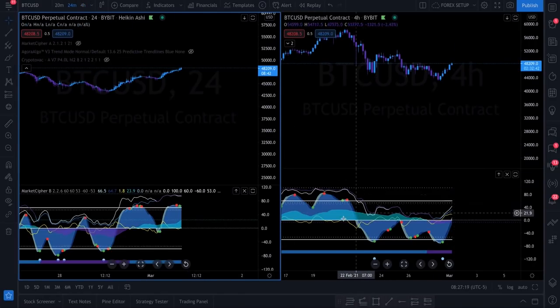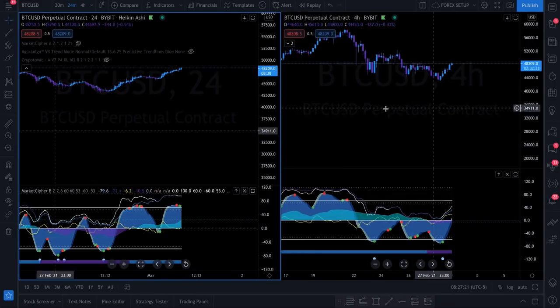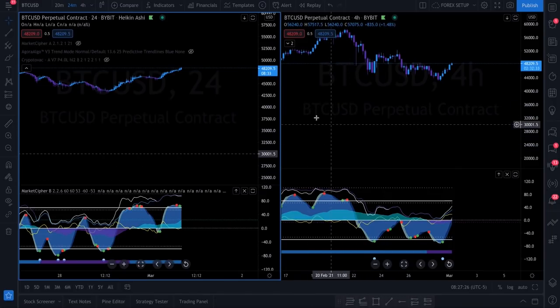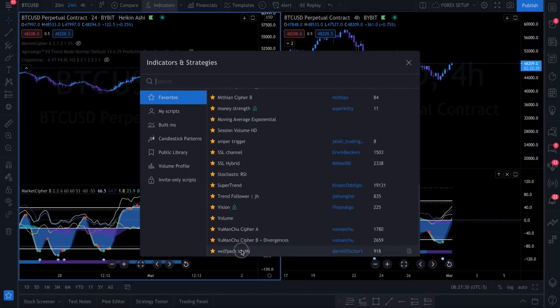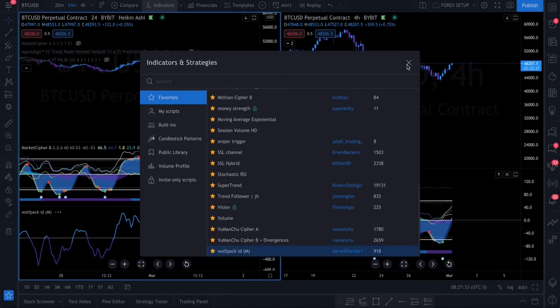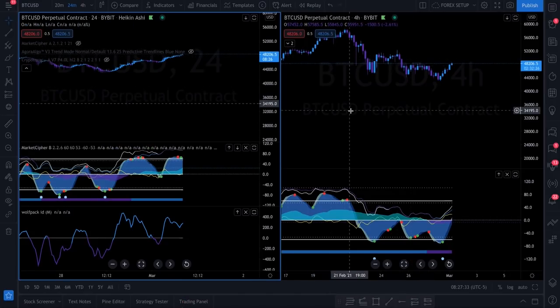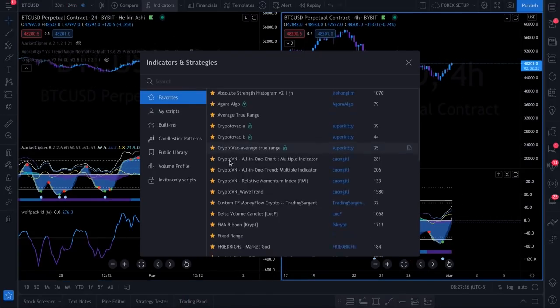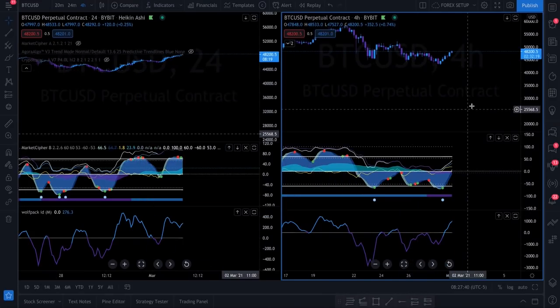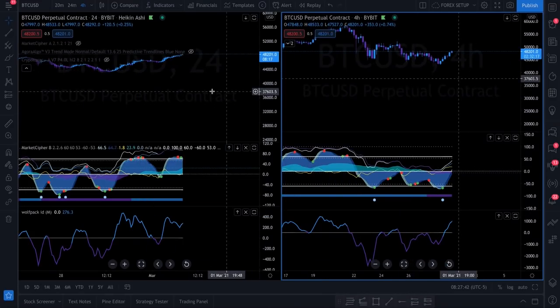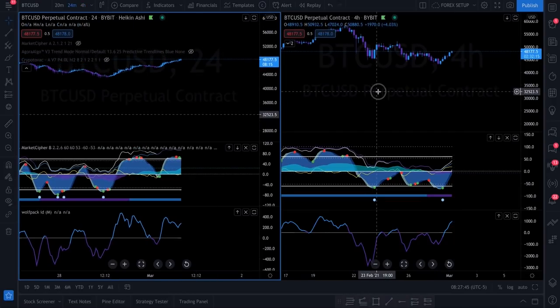And we are going to be using two indicators for this trading strategy. We are going to be using Market Cipher. This is the most important indicator, Market Cipher. And we are going to be using an indicator called Wolfpack ID. You can just search for this in TradingView. It is a free indicator. These are the two indicators that we're going to be using. We're also going to be using Market Cipher A a little bit. I'll get into that more.